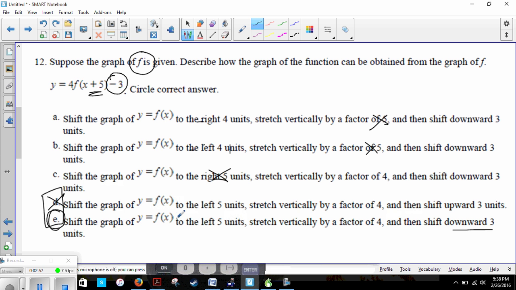f of x, whatever it is, would go left 5 units, down 3 units, and then we didn't even need to talk about the 4, but it would stretch it. When you multiply by a number, it either stretches it or squeezes it. It kind of depends on what the function looks like, as to whether or not it gets wider or more narrow, but it will do something with a stretch or a squeeze.